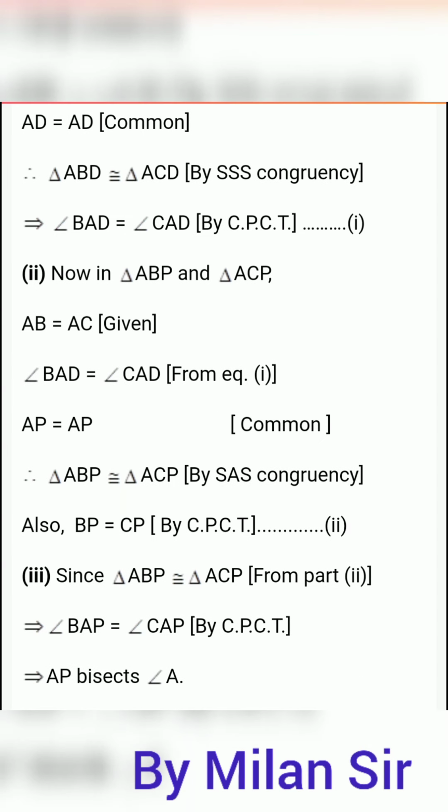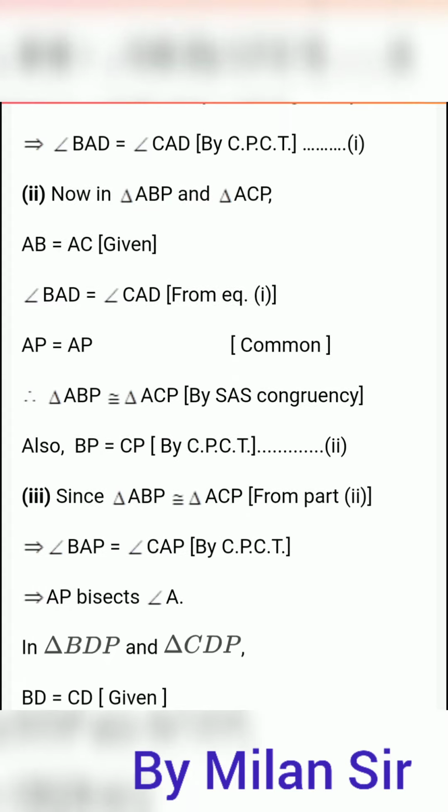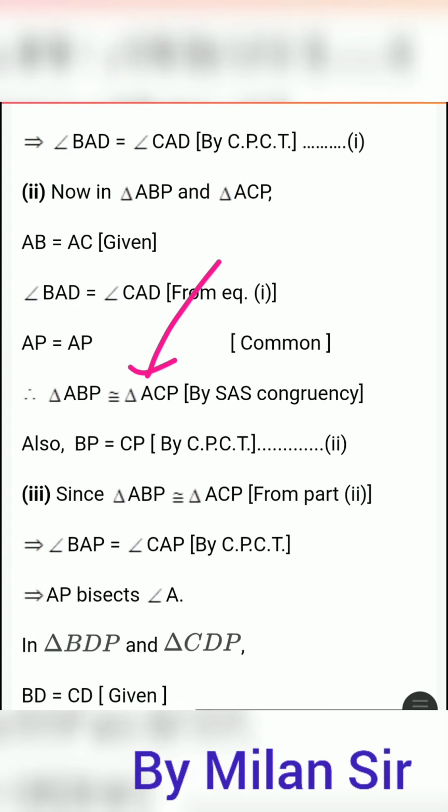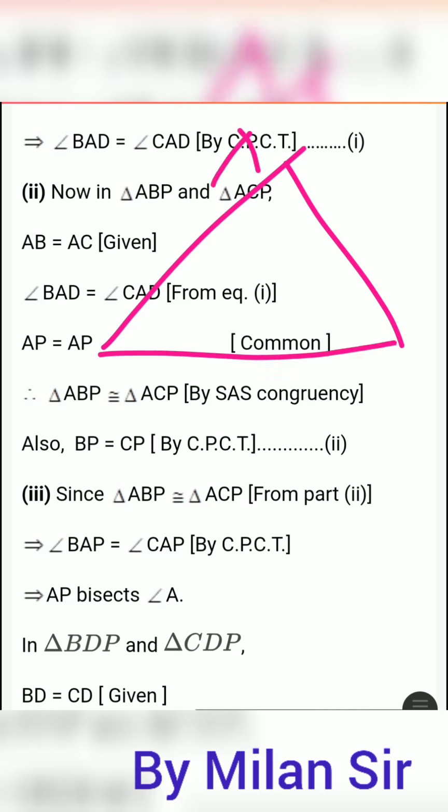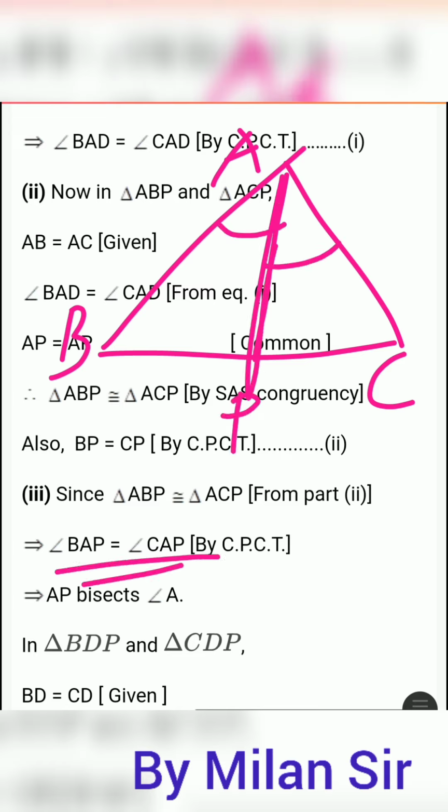Otherwise, we can also use the second congruency criteria. Angle BAP is equal to CAP. Angle BAP is equal to CAP. It means AP bisects angle A.